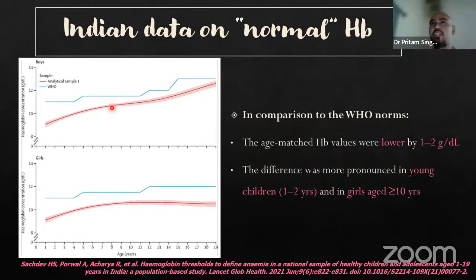It just reiterates that every nation probably should have its own normative data rather than blindly believing the WHO standards. What we have found in this particular paper, a large-scale population study, is that the age-matched hemoglobin values in the Indian population are lower as compared to the WHO standards by at least 1 to 2 grams. This difference between the WHO standard and the Indian population is a little more, particularly for young children as well as for adolescent girls.